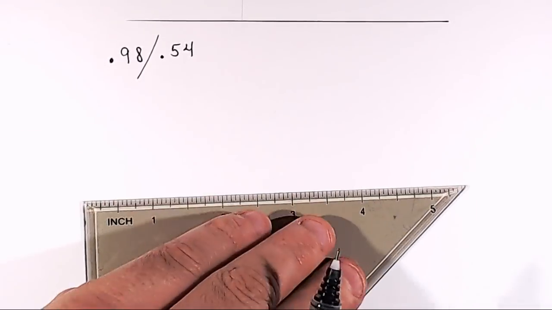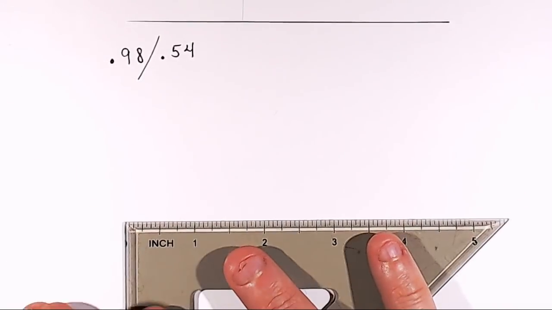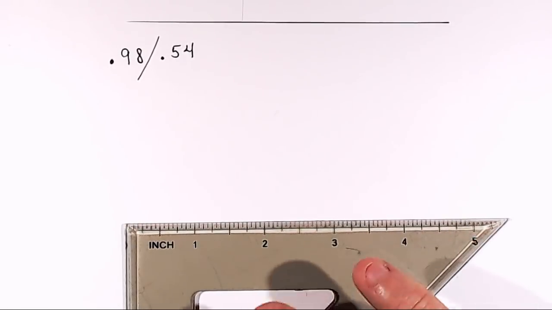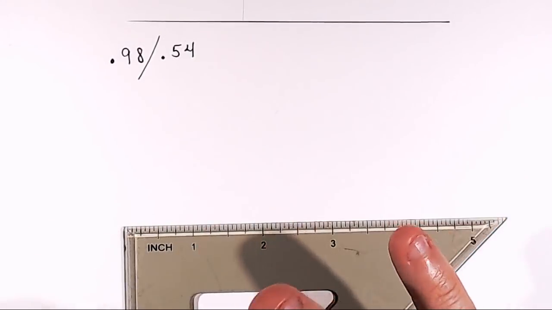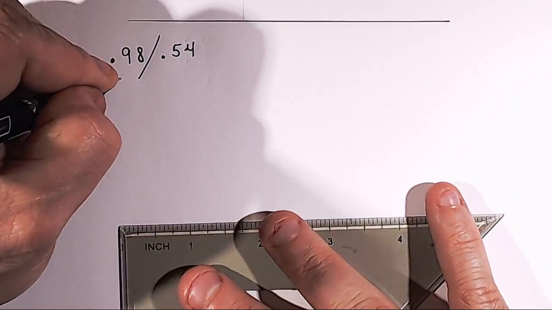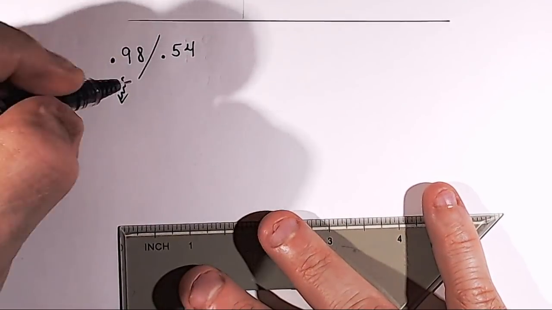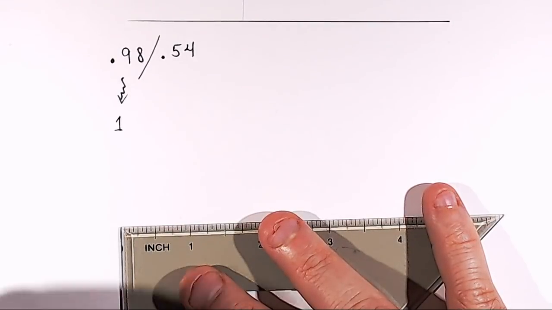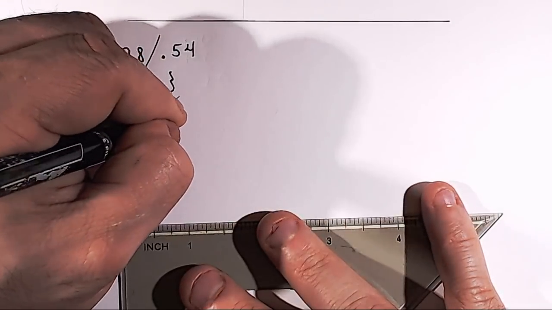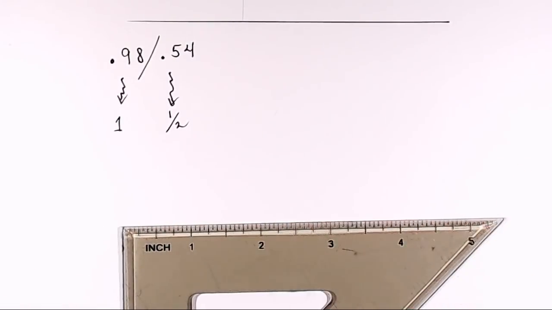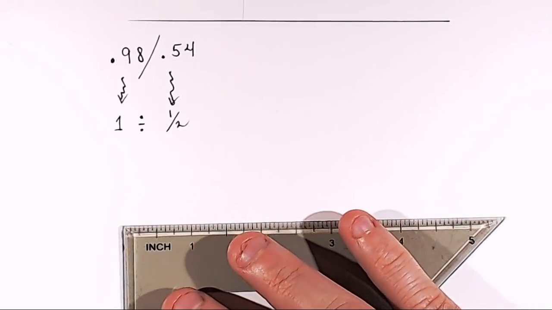Now, before we start to plunge into this, which looks like it could be some kind of a nightmare, let's just think about it for a minute. Look what's being asked of you. What is 0.98 really, really close to? It's really, really close to 1. And 0.54 is really, really close to 1/2. So just as a matter of getting a ballpark idea, what if we took 1 divided by 1/2?